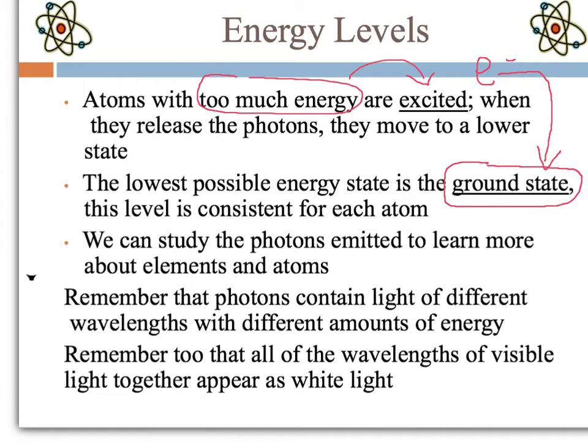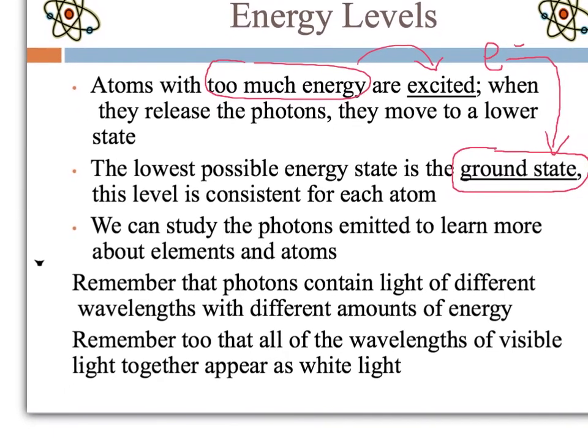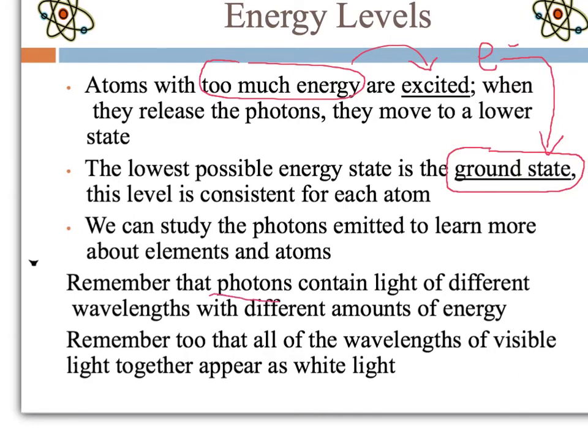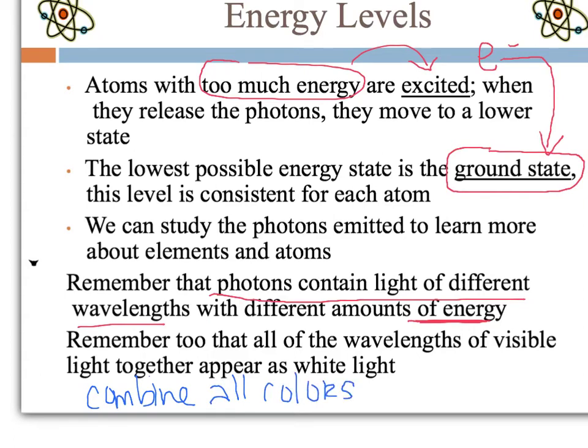But what you want to remember, the big ideas of this section, are that all photons contain light of different wavelengths, and that those different wavelengths release different amounts of energy. One thing that I didn't mention before that is incredibly interesting, and we'll talk more about in class, but I just want to put it on your radar, is that when you combine all colors of visible light, so the whole rainbow, it creates this illusion of white light. So the background of this screen appears to you to be white because it actually contains every single other color of the visible light spectrum.